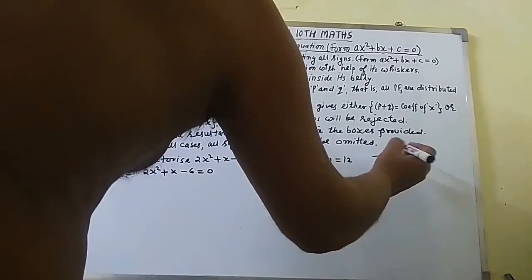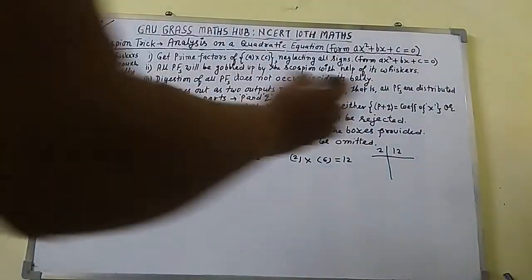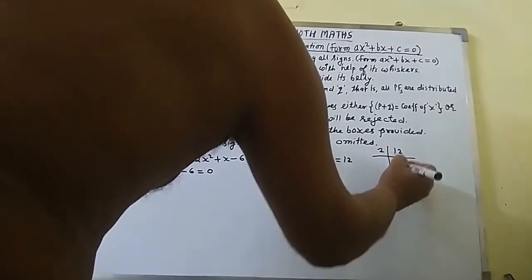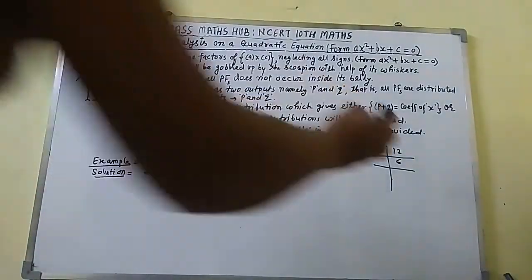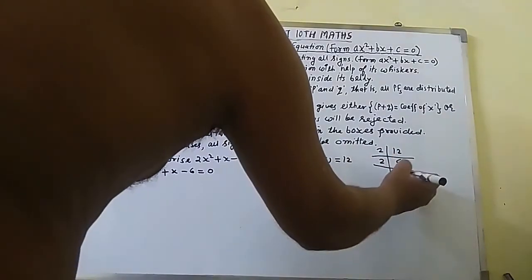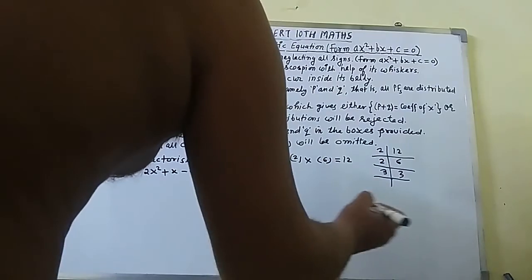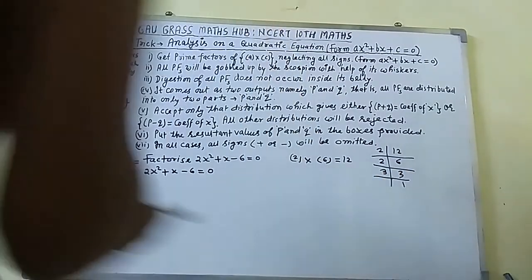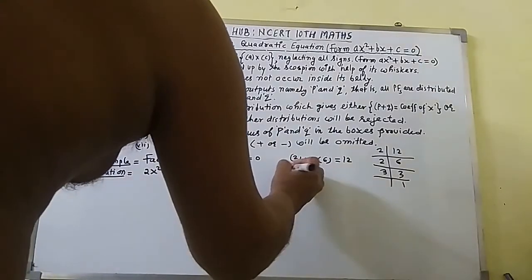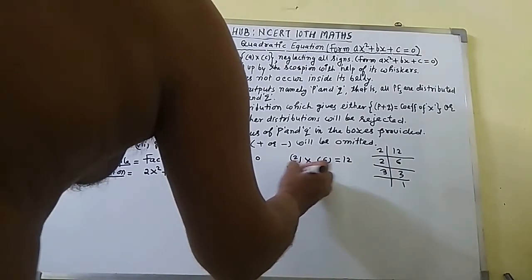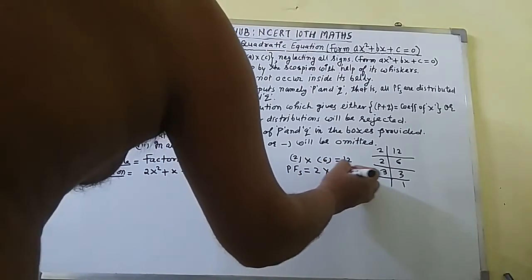The first prime number is 2. 12 divided by 2 comes out to 6. 6 divided by 2 comes out to 3. And 3 divided by 3 comes out to 1. Now you have got the PFs. PFs equal to 2 into 2 into 3.